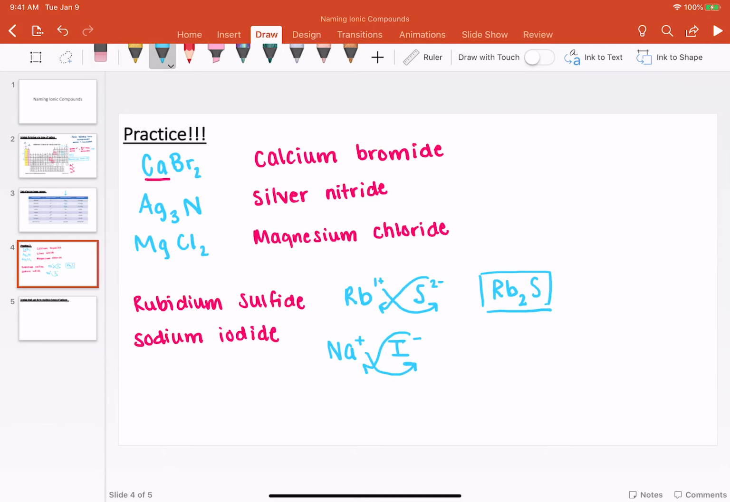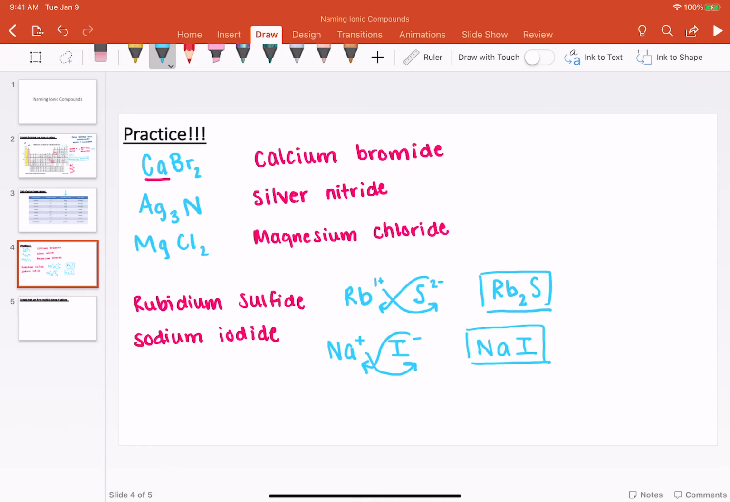So we flip these charges, assuming that they are both 1s. And again, we don't usually write the 1s as subscripts, so we will end up with NaI, and that is going to be our chemical formula for sodium iodide.